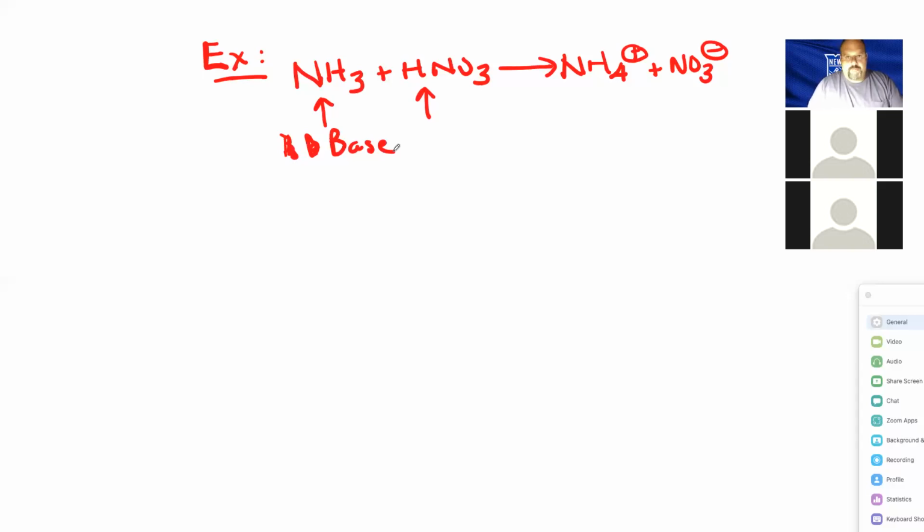The HNO3, same thing. Which one of the two products does the HNO3 become? Does it become the NH4 plus, or does it become the NO3 minus? Well, based on the idea of conjugates, the HNO3 has to become NO3 minus. How does it do that? Does it do it by donating a proton to the NH3 or accepting a proton from the NH3? It does it by donating a proton to the NH3. And therefore, it would be classified as an acid.